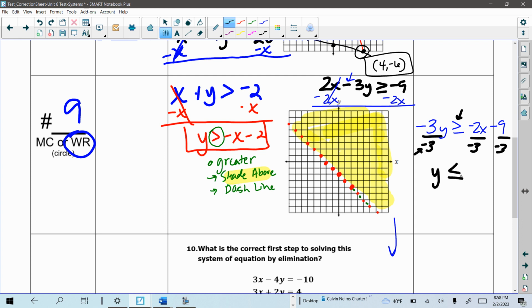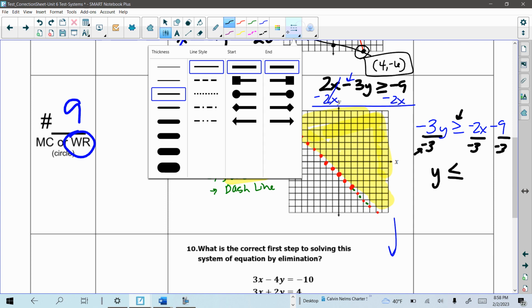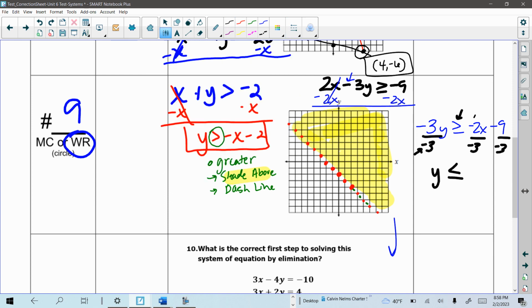And whenever we divide by a negative, this symbol has to flip. So we should have y is now less than or equal to, negative divided by negative makes this a positive, 2/3 x plus 3. So now I'm starting on the y-axis at 3, and I'm doing a positive slope of 2/3. That is counting up to the right 3, or down to the left 3.